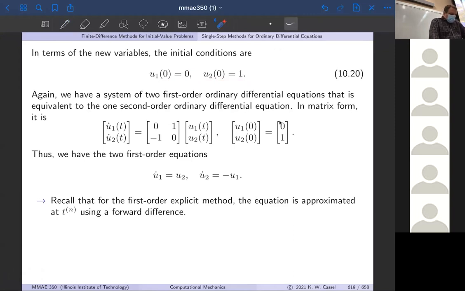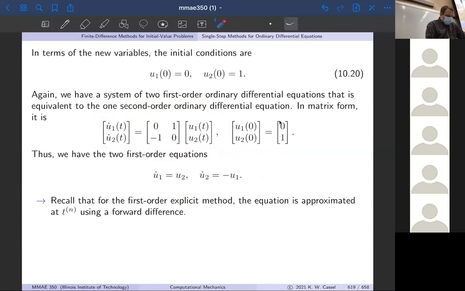Now, this is really a system of 2 equations for 2 unknowns. So you could write it in matrix form if you'd like, and it would look like this. Your first equation is u1 dot is equal to 0 times u1 plus 1 times u2, because u1 dot is equal to u2. Second equation is u2 dot is equal to minus 1 times u1 plus 0 times u2, which again is exactly that second equation. And then here are the initial conditions in vector form. So you can write it in matrix form like this, or you can just write it like this. Both are perfectly fine and exactly mathematically equivalent.